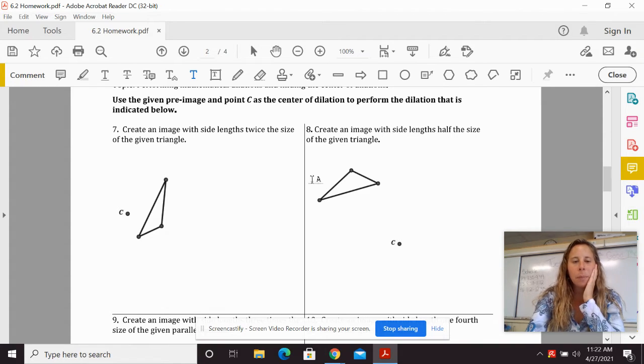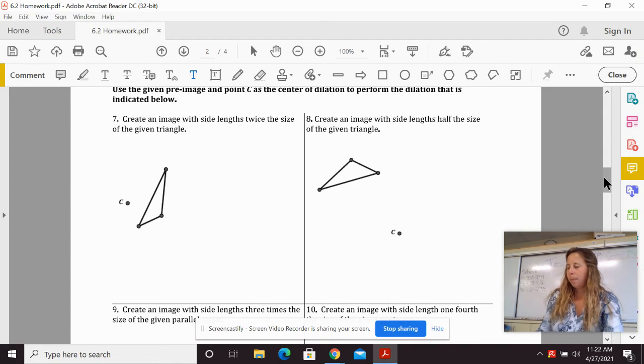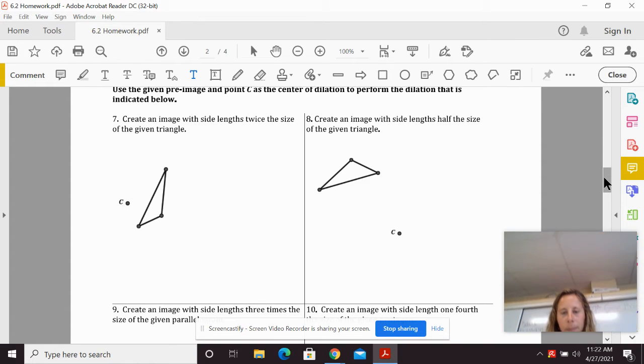Use the given pre-image endpoint C as the center of dilation to perform the dilation that is indicated below. Okay, so here's our center of dilation, and here's our pre-image. So the first thing you're going to do, and people were doing this different ways. If you're doing it on a computer, you can still measure it on your computer screen. I'm going to put my ruler straight up on the computer.